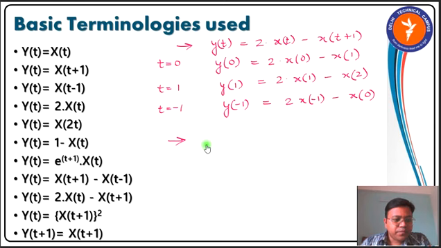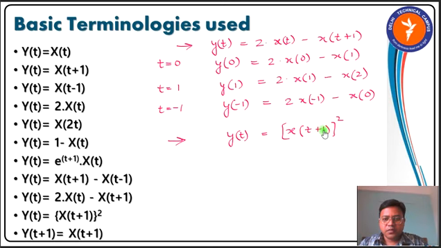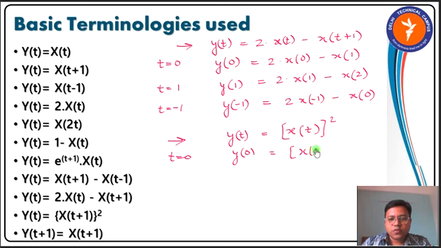Let us discuss one more. We have another very important one, y of t equal to x of t plus 1, and to the whole square. Let us first discuss it to be x of t square. So at t equal to 0, y of 0, that is the present output, will be equal to x of 0 square. So it means the present output is dependent on the square of present input.